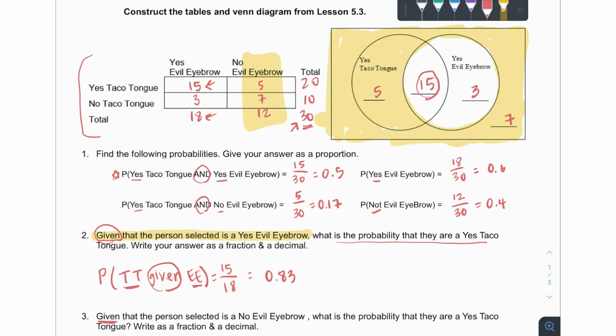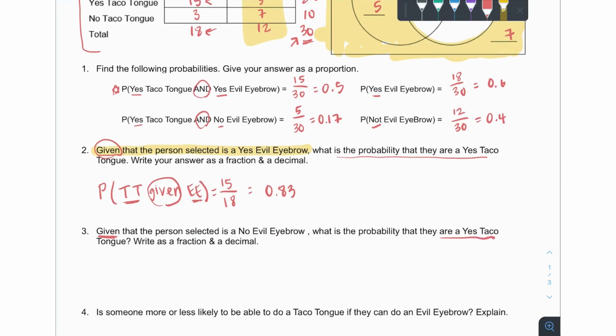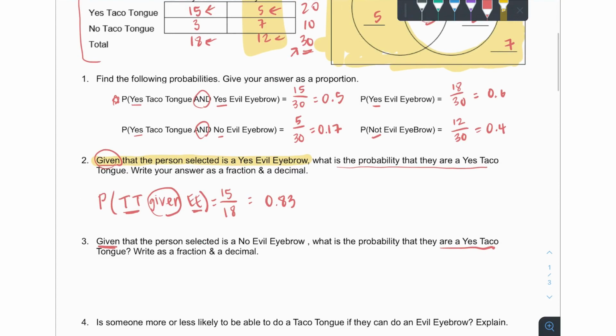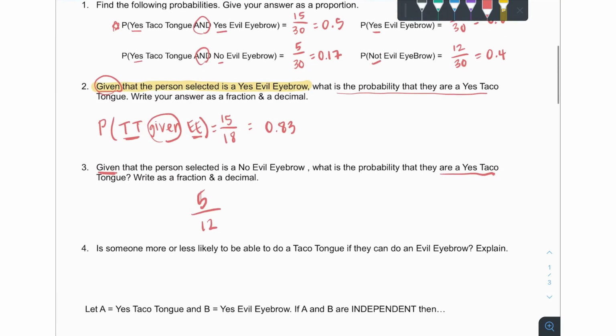So out of the people who were no's on evil eyebrow, we want to find the probability that they are a yes taco tongue. So if I'm looking at the table, in that column, five, I'm sorry, I said 7 and it was 5. 5 people could do a taco tongue out of 12 total. If I'm looking at the Venn diagram, in that yellow shaded area, 5 could do a taco tongue, and there are 5 plus 7, so 12 total in that shaded area. So 5 out of 12 would be my answer.